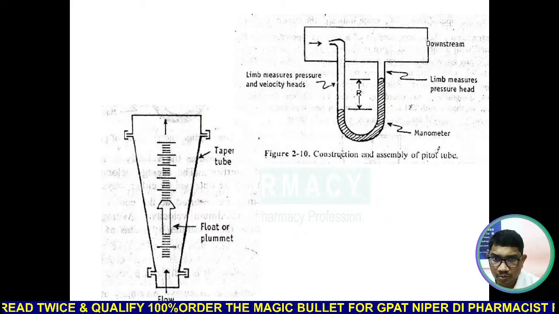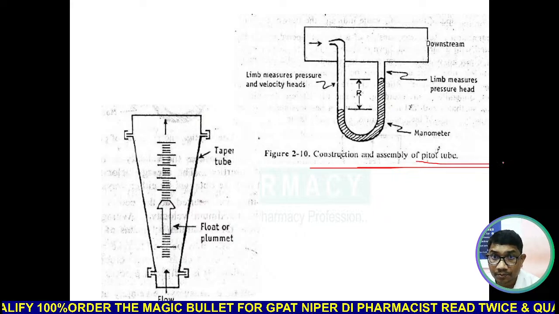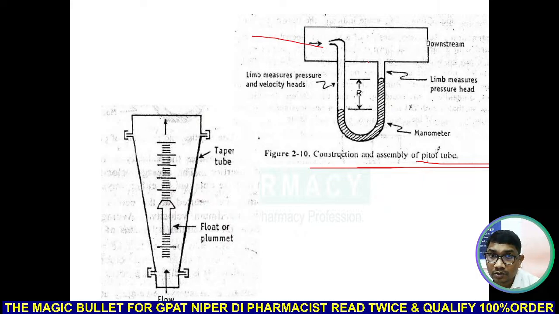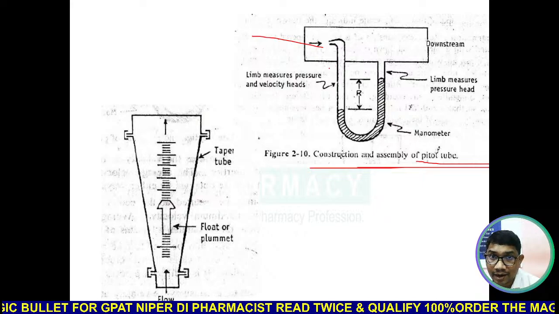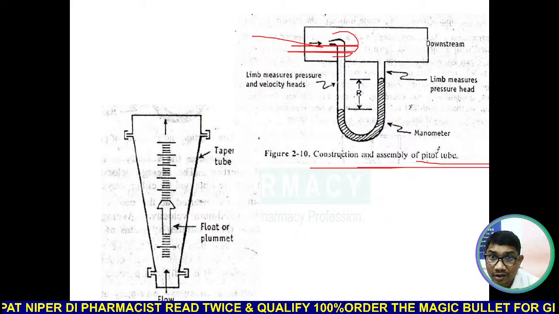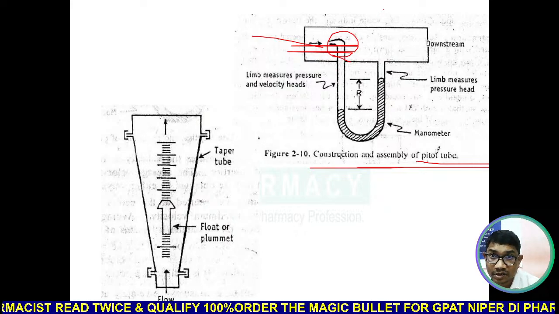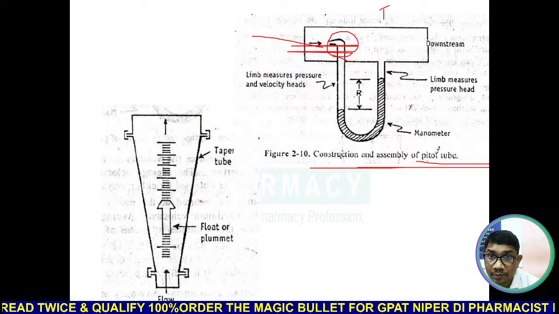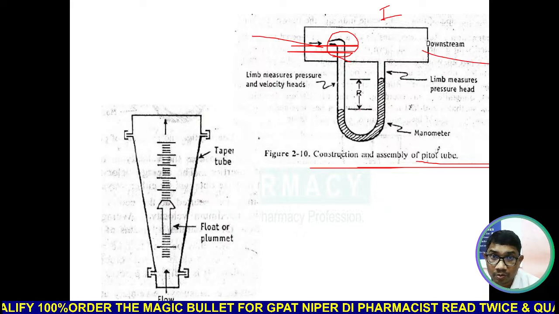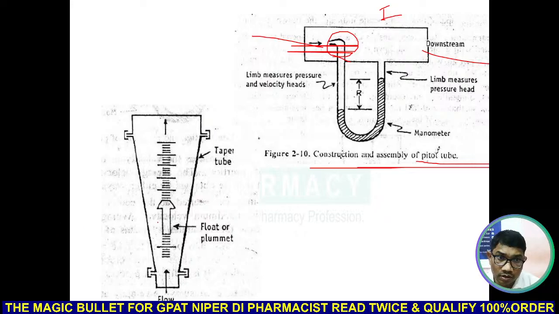So what is a pitot tube? A pitot tube looks like this, the construction assembly for a pitot tube. So this is a pipe. At this there is a vertical tube inserted in the flow of the pipe. A vertical tube is inserted here, that's why it is also known as an insertion meter. It will create a hindrance to the flow of fluid, below which a manometer is attached. This is known as a rotameter.